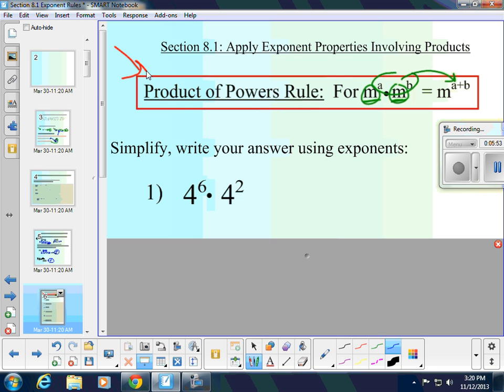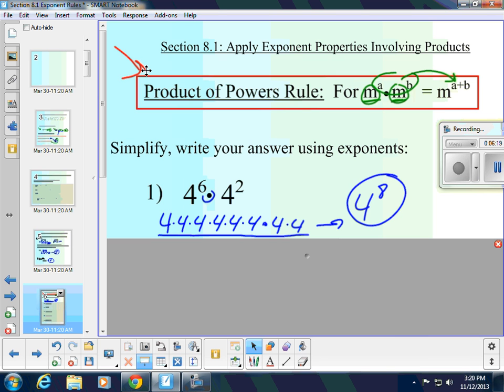So for example, number 1 here, again, breaking it apart kind of like I did with the previous example. 4 to the 6, what would that mean? Well, that would mean 4 times itself 6 different times. And then this says multiply, I'm still multiplying, times 4 squared. Well, that's just 4 times 4. So if I'm multiplying all those together, this is the same as 8 different 4s multiplied together, so it's just 4 to the 8th power. So you could just say 4 to the 6th times 4 squared equals 4 to the 8th. That's a way to simplify this and write our answer using exponents, as a single power.